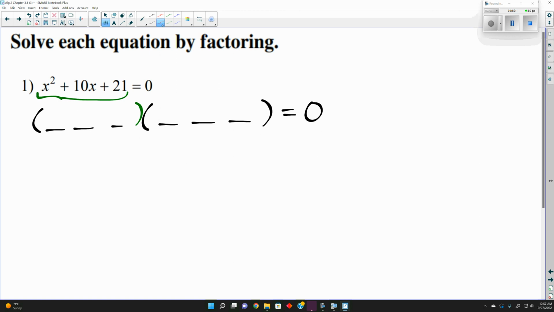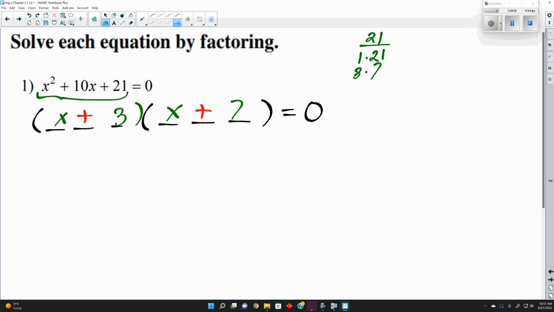All right, let's bring it back here. So the third term is positive. So the signs are the same and they match the sign of the middle term, which is positive. So we have plus and plus. Now we want the factors of the first and third term. Well, the factors of x squared are x and x. Now the factors of 21, we have 1 and 21 or 3 and 7. Which one do we want to try first, 1 and 21 or 3 and 7?